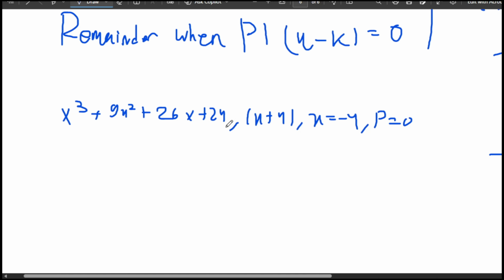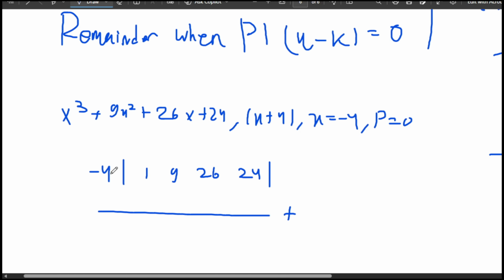Let's use synthetic division. So we have negative 4, and 1, 9, 26, and 24. So we add them. 1 goes down, negative 4. Well, we have 5. This will be negative 4, 5, and negative 20. We have 6 and negative 24. We have what? A 0.